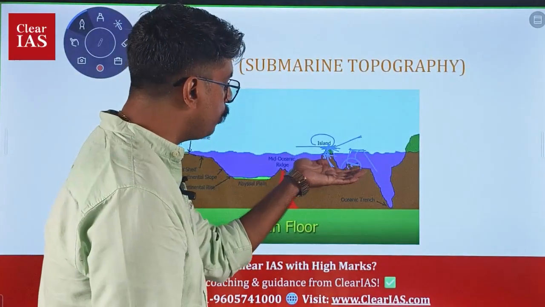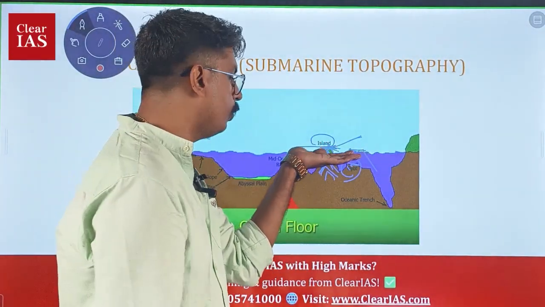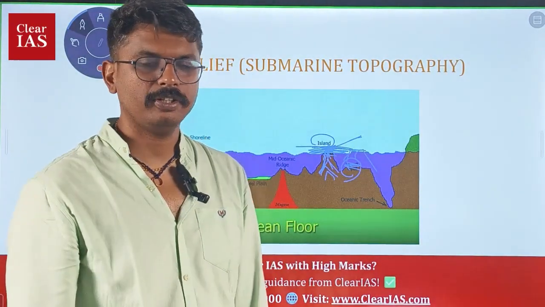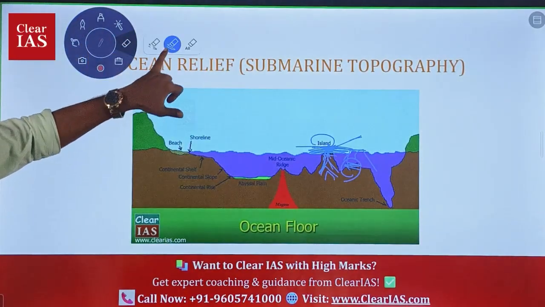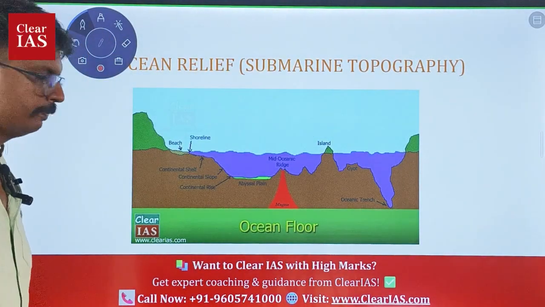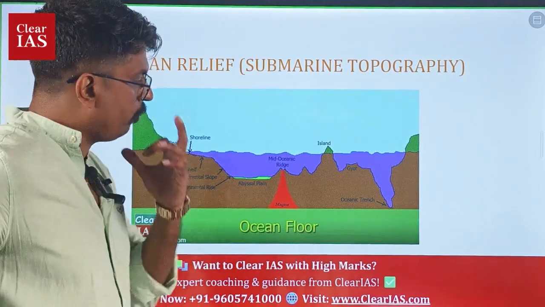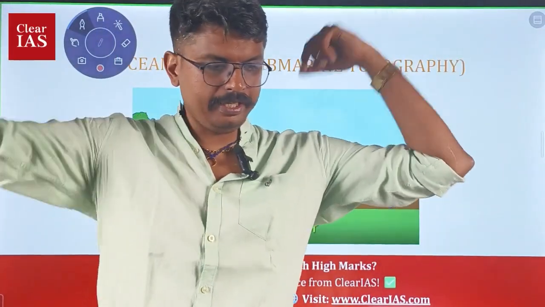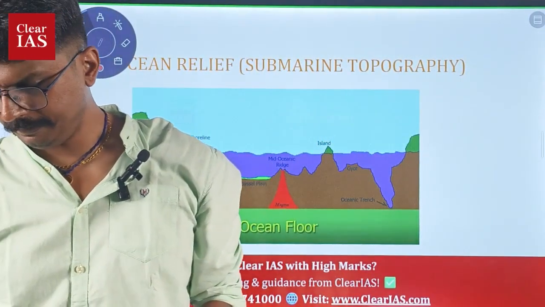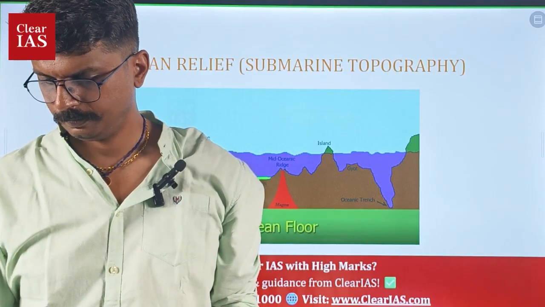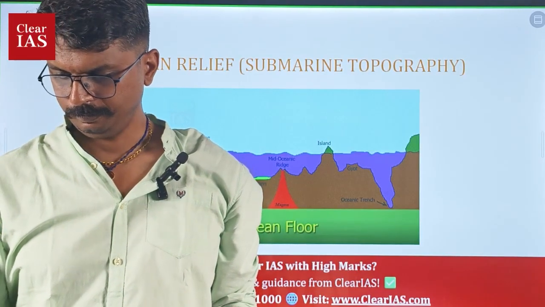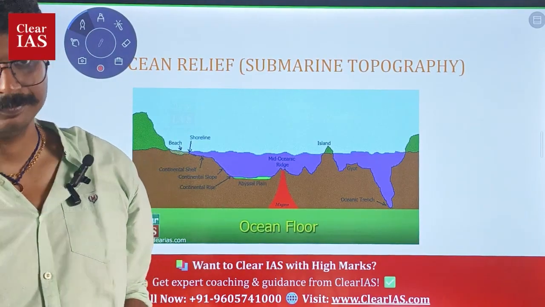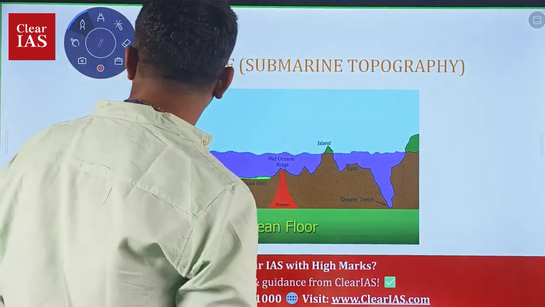So when they get eroded, they would be above the sea surface. And slowly, when the water level rises, they might sink inside. We call them pyramids. So these are the features or the relief of oceans. Okay, guys, any questions before I move on to the next topic? All okay? Great.